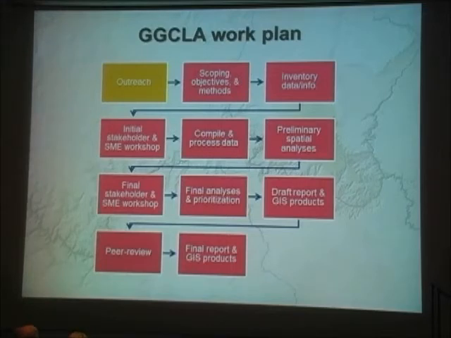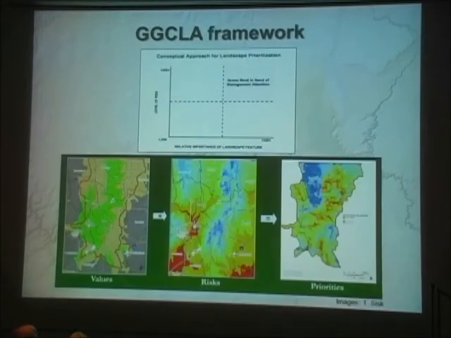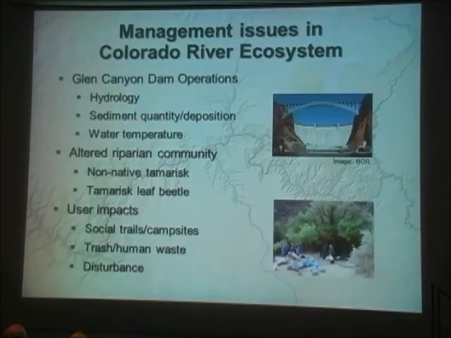So I'm going to narrow my focus now to the Colorado River corridor and talk about some of the issues there. Most of you are probably familiar: Glen Canyon Dam is upstream of Grand Canyon National Park. It was completed in 1966, and it's had a significant impact on the resources within the river corridor. It's dramatically changed the hydrology of the river.